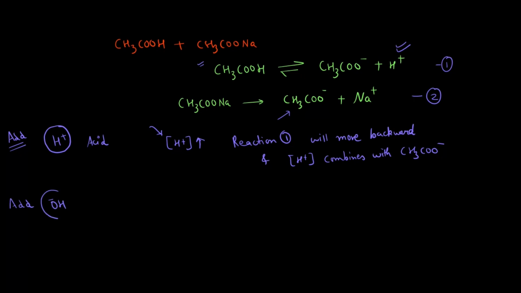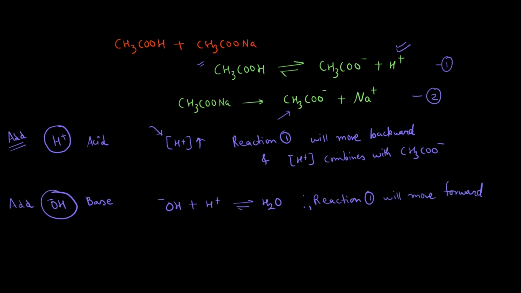Base means we are adding OH negative ion. So what will happen if we add OH negative ion? The OH negative ion will react with H plus ion and form water. This H plus ion will be consumed in equation 1, and therefore reaction 1 will move forward. So our OH negative ions will be consumed as they react with H plus ion. So the pH of the solution won't change.